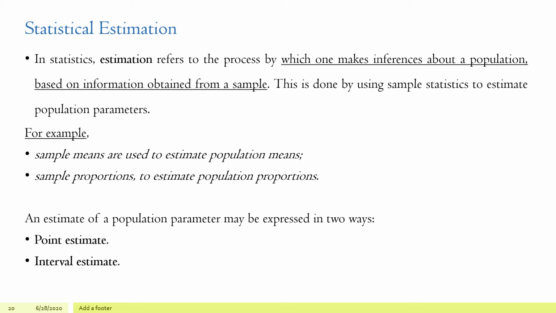So the sample proportion is used to estimate the population proportion. Here the sample mean, with samples being very few, will give the population mean. And proportion means if you want to calculate for the whole Malaysian population, then you have to take proportions. If you want to measure only for the Butterworth population, then you have to take only samples. Here it's proportion, here it's samples. An estimate of a population parameter may be expressed in 2 ways, that is point estimate and interval estimate.